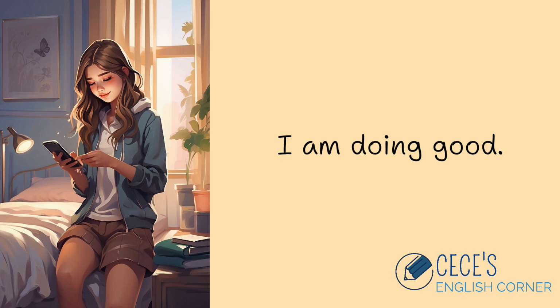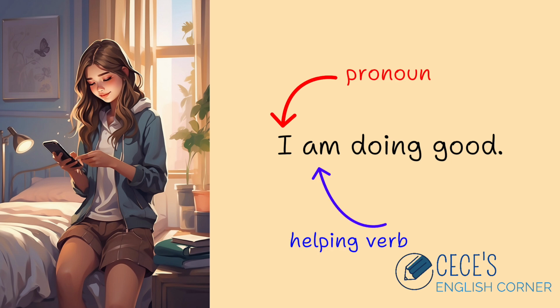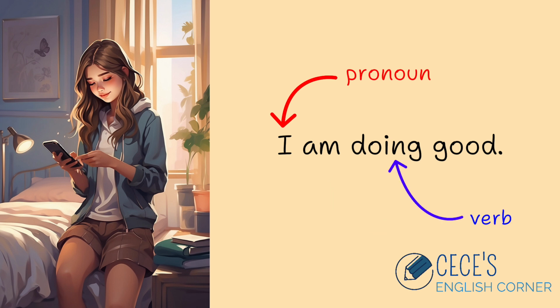Often we get asked, hey, how are ya? And we respond, I am doing good. This is incorrect, however. Let's break down this sentence. I is the pronoun or noun. Am is the helping verb. It connects the noun with the main verb in the sentence. The main verb is doing.